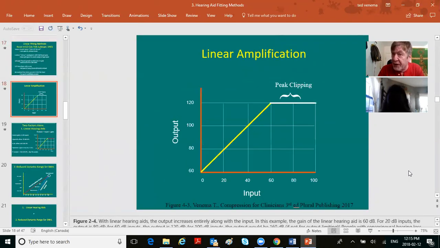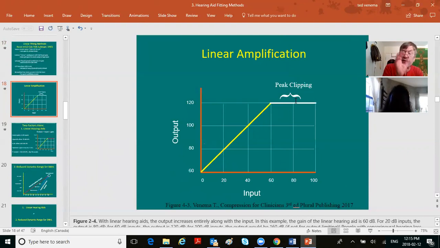So here's linear hearing aids. In this case, it's 60 dB of gain, but it doesn't have to be. 0 in, 60 out, 20 in, 80 out, 40 in, 100 out, 60 in, 120 out. So on that yellow 45-degree angle line, the gain is always 60, 60, 60, 60. And then they clipped the peaks to make sure no more than 120 came out. That's how early hearing aids worked.